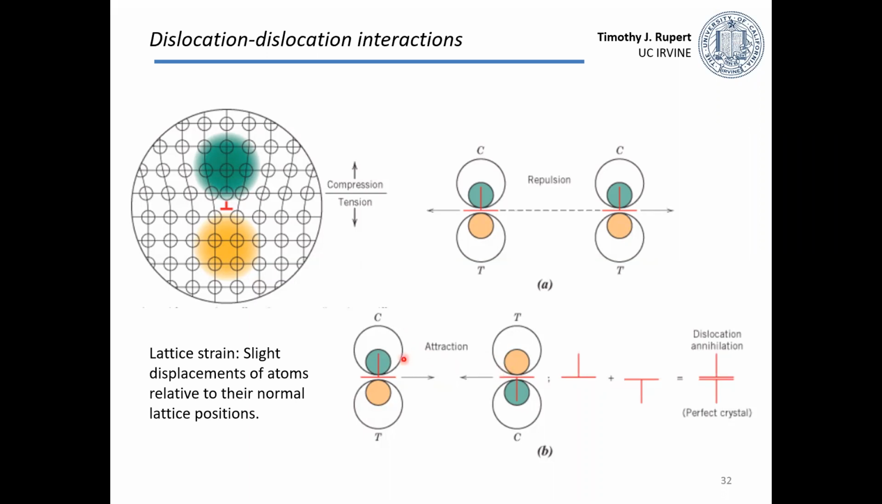And a cool thing can happen. If I put an extra half plane up on top of an extra half plane down, what do I have? I now have a perfect plane. So this is actually what's called dislocation annihilation. If these 2 dislocations come together, there's no longer a defect in my crystal.